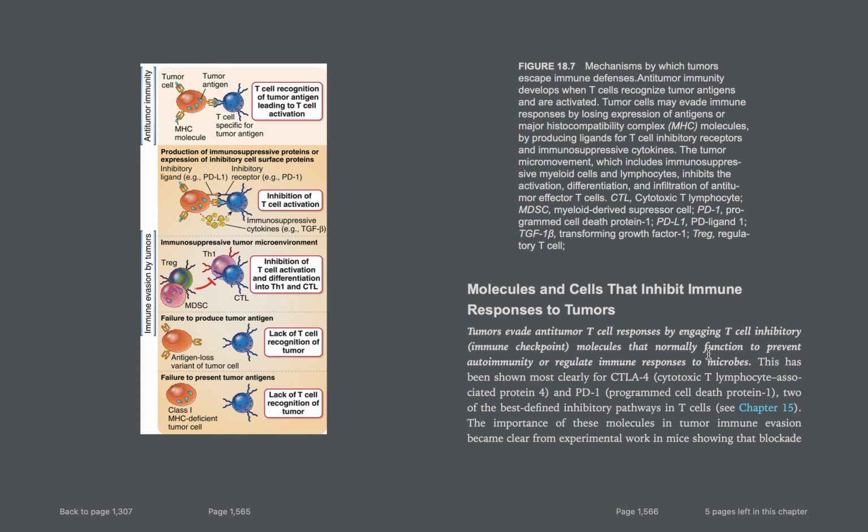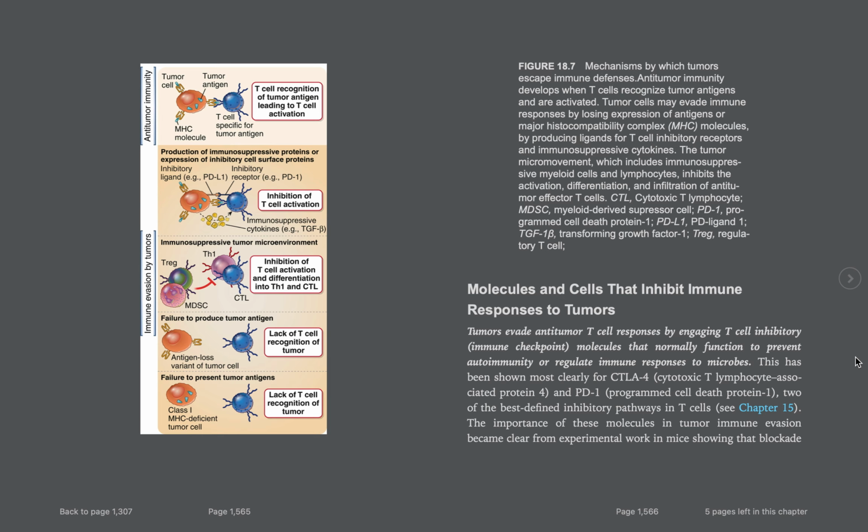Molecules and cells that inhibit immune response to tumor. Tumors evade anti-tumor T cell responses by engaging T cell inhibitory immune checkpoint molecules that normally function to prevent autoimmunity or regulate immune responses to microbes. This has been shown most clearly for CTLA-4, cytotoxic T lymphocyte associated protein 4, and PD1, programmed cell death 1, two of the best defined inhibitory pathways in T cells.